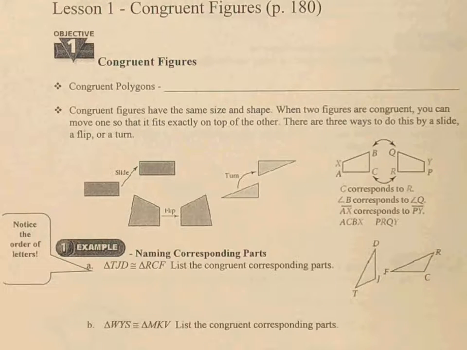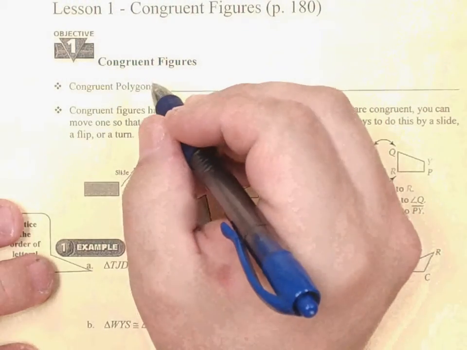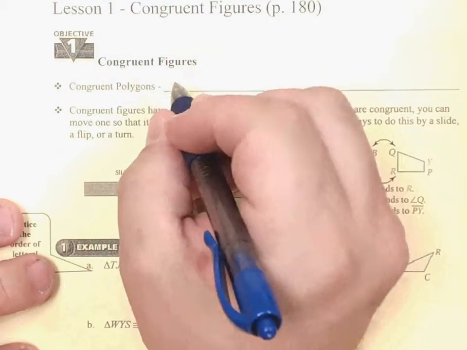Today, we're going to talk about congruent figures, which obviously are congruent polygons, and one of those polygons that we'll focus on is going to be the triangle. So the first thing, let's talk about congruent polygons.